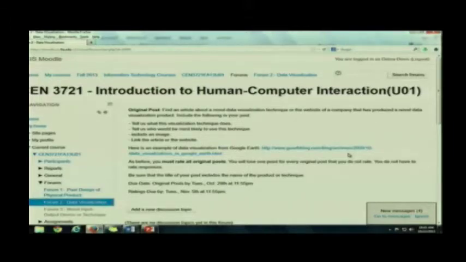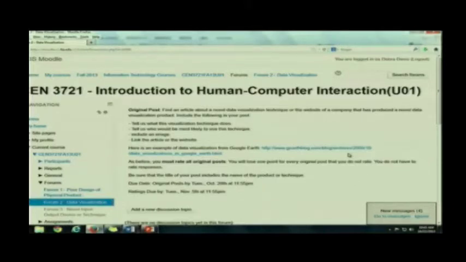I want you to do the following. If you want to get full credit, one, it must be novel. Tell us what the visualization technique does. It does not have to be obvious from looking at it. Tell us who would be most likely to use this technique. Include an image and a link to the article or website where you found that data visualization technique.